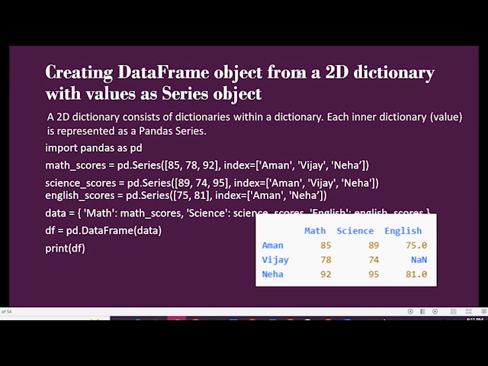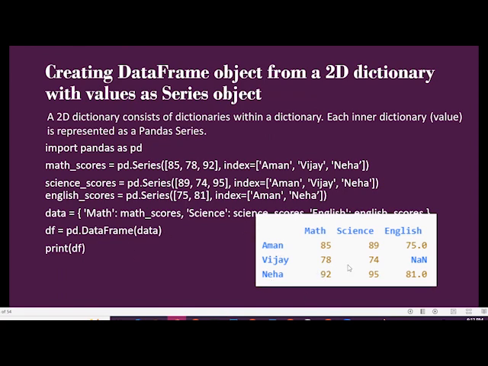When we create a data frame by passing a dictionary of series, how will it be created? The keys of the dictionary, see which are the keys? They are math, science and English. They will be the column index. Keys of the dictionary will be the column index when we create a data frame from a dictionary of series. Now what about the row index? The row index will be the index of the series. The different indices of the series will be the row labels. See here, which are the column labels? Math, science, English. Row labels, Aman, Vijay, Neha. The different row labels.